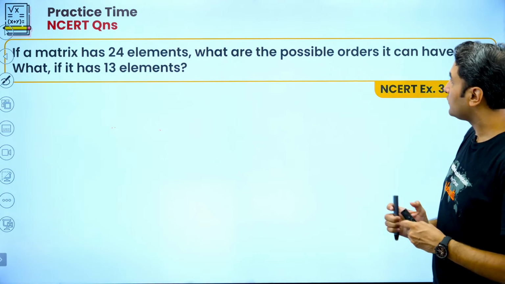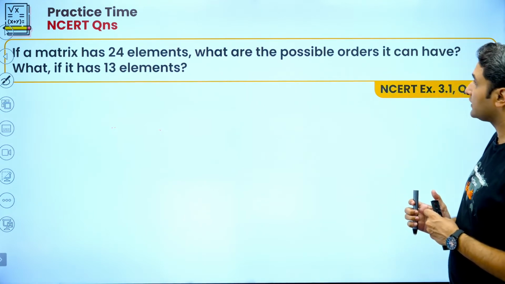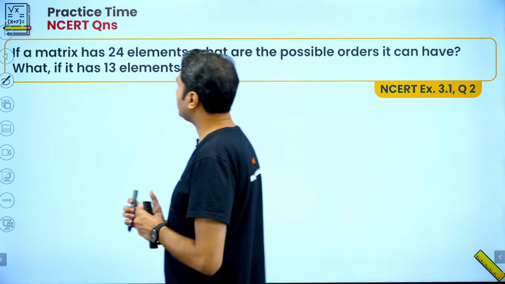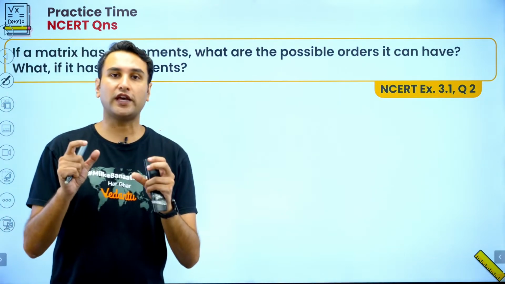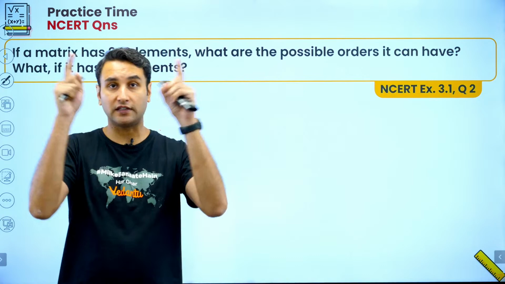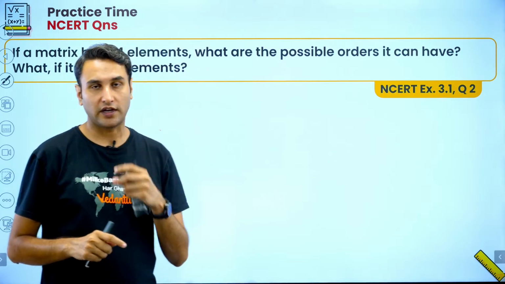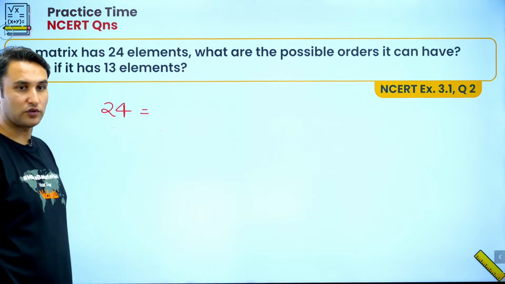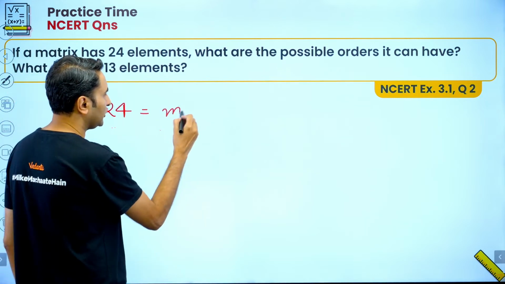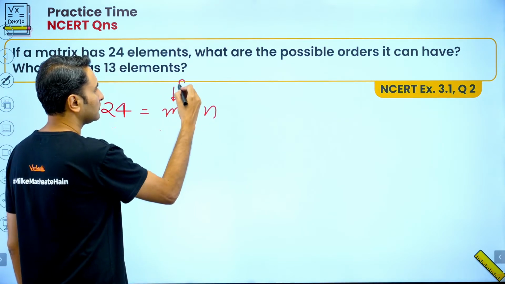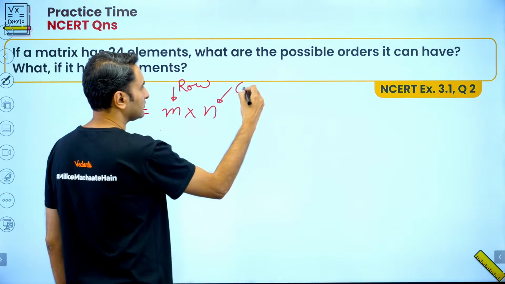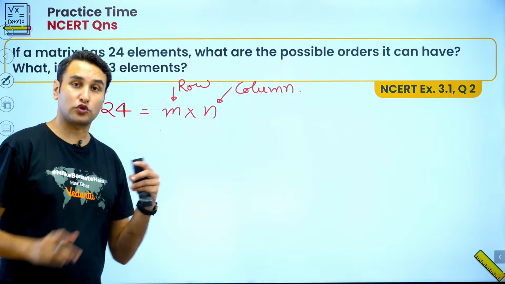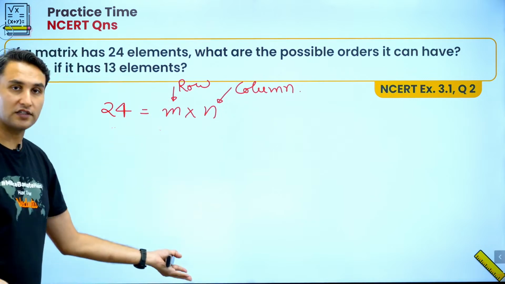Now, if a matrix has 24 elements, what are the possible orders it can have? What if it has 13 elements? If a matrix has 24 elements, how can you arrange 24 elements in a rectangular setup is the question, right? In simple words, in how many ways can you write 24? 24 elements is m into n, which is the row, and this is the column. So number of rows into number of columns should give you the total number of elements, as we have seen. So how many such pairs can you write?